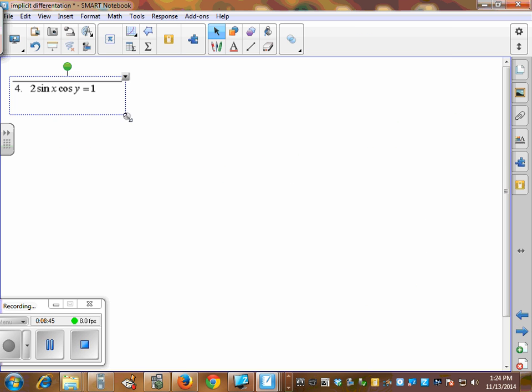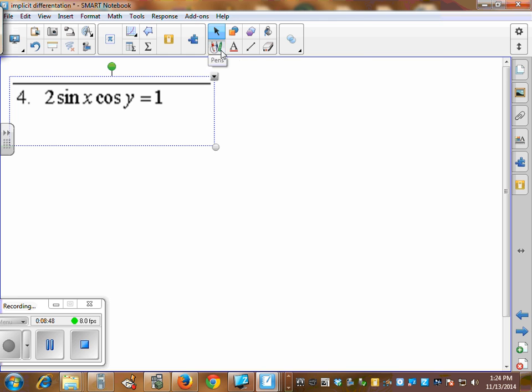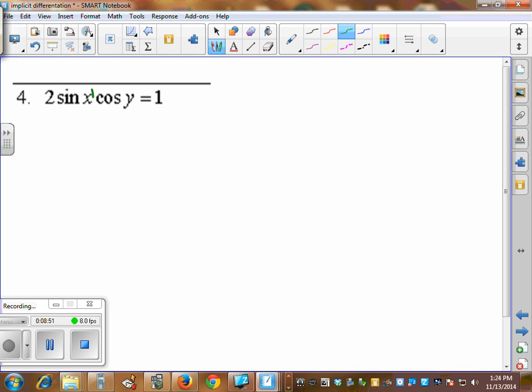Okay, number 4. We have another product. We'll let all of this be the first part of the product. We'll let cosine y be the second part. So product rule, we have first times derivative of the second. Okay, cosine is a shell and y is chocolate. So first let's do the derivative of the shell, which is going to be negative sine y. Then you've got to do the derivative of the chocolate, which is y'.